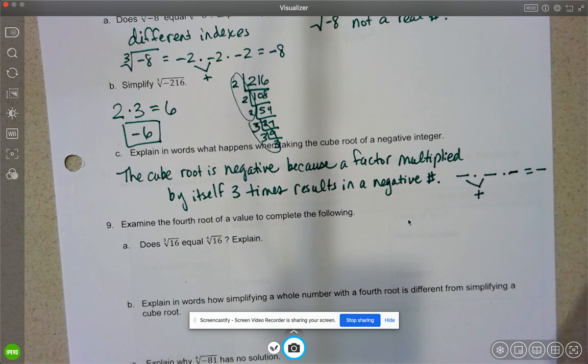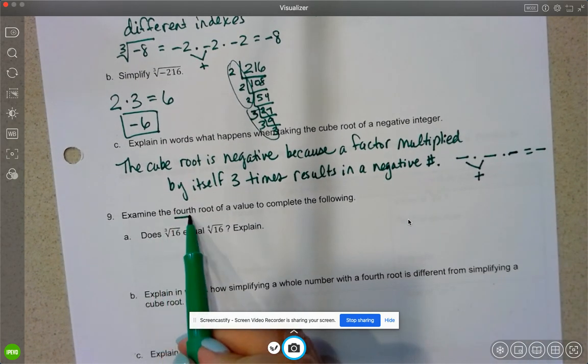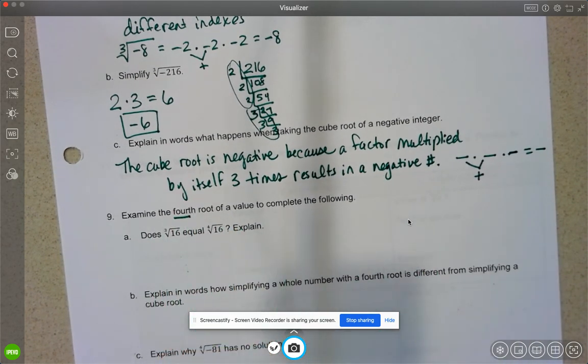So now let's examine the fourth root of a value instead of square root or third root.